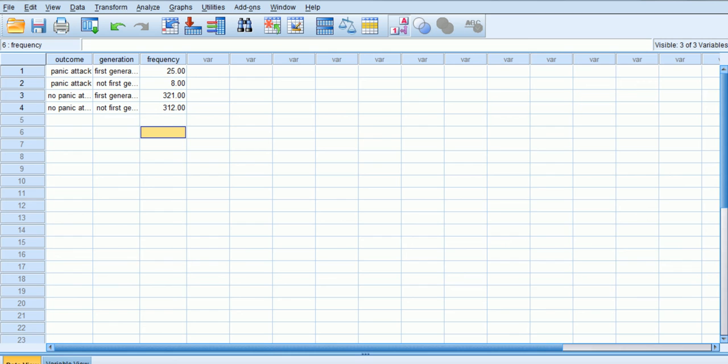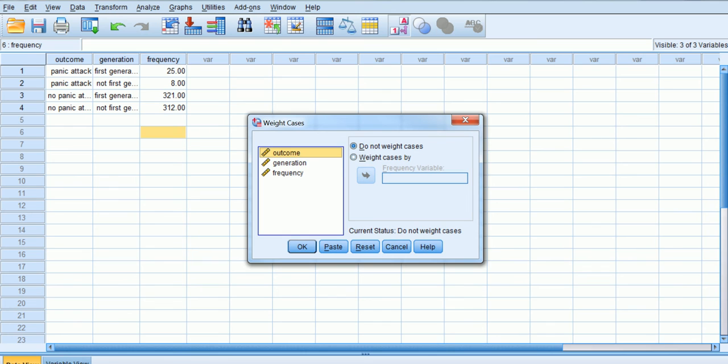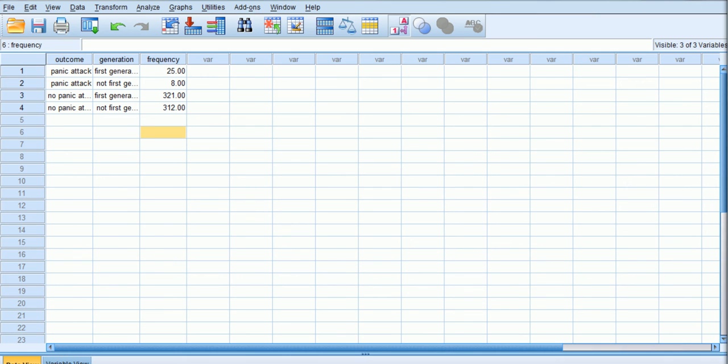Since we're doing this off of tabulated data, the data are already tabulated, we don't have to enter in each case separately, but we do have to tell SPSS to weight the cases based on our frequency variable. So we go to Data, Weight Cases, and then weight cases by frequency. And once that's done, we're able to run our chi-square test of independence.